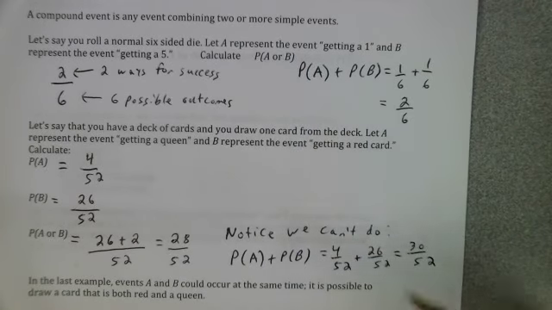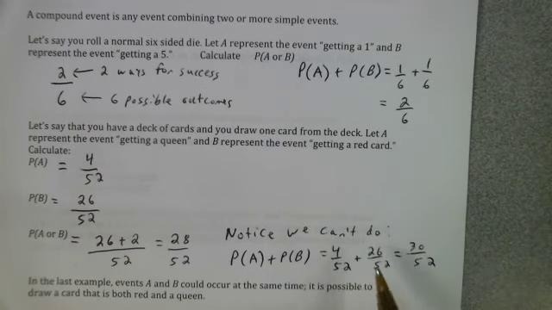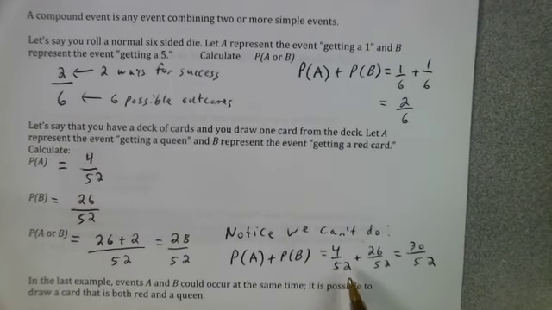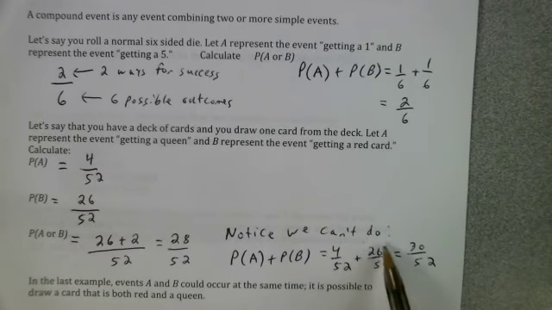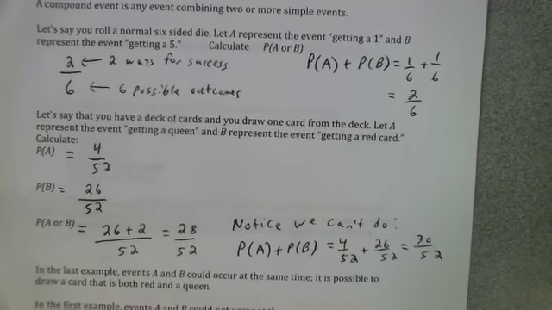So why couldn't we add probabilities here? Well, if you add these probabilities, you're counting the overlap twice. So you're not taking into account when you do this that there were 2 red queens. It's like you got the 2 red queens covered in here, but you also got them covered in here. So you double counted the red queens, is the problem. Okay.